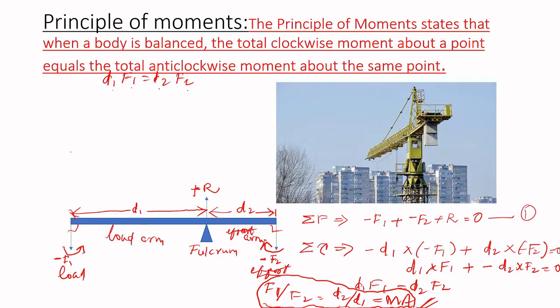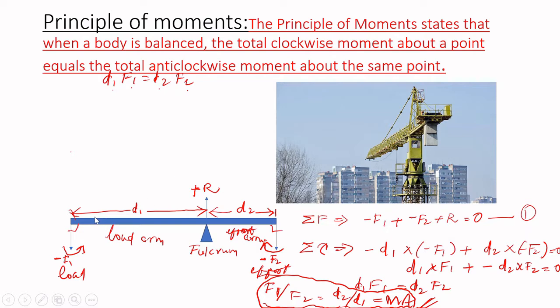In today's video, we will learn about the principle of moments. The principle of moments states that when a body is balanced, the total clockwise moment about a point equals the total anti-clockwise moment about the same point. The moment of a force is nothing but torque. So d1f1 is equal to d2f2.